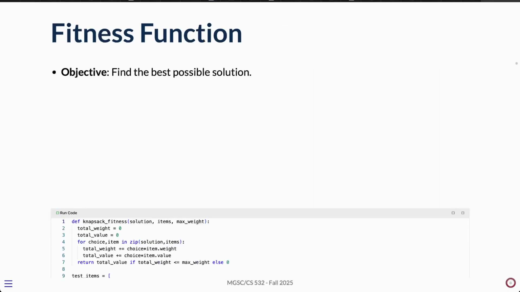The fitness function is one of the most important components of any genetic algorithm because it defines what we're trying to optimize. So let's break down our knapsack fitness function.